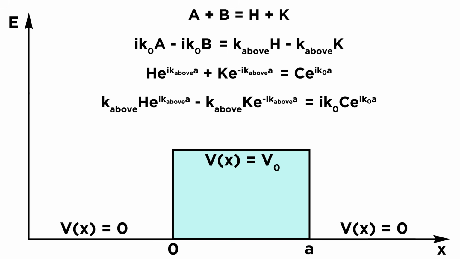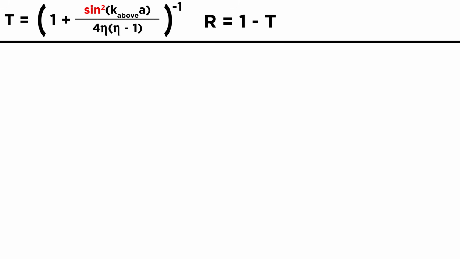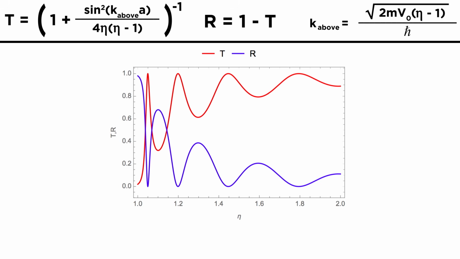Let's recall our system of equations that describes this scenario, which no longer have real exponential functions, since the particle propagates freely in all regions. Working with k above now instead of k below, and omitting all the algebra since the process is nearly identical to what we already went over, the solution will have a regular sine function instead of a hyperbolic sine, and it will look like this. We can rewrite k above as follows. We can then plot this just as we did before.